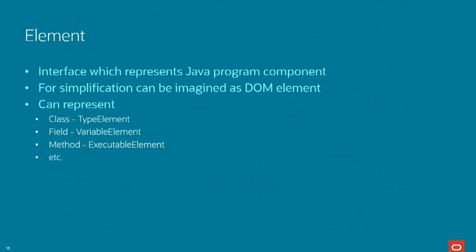Now, let's take a look at the element, because when I first saw annotation processing and I saw element, I was confused. I wasn't sure what element is. I'm currently processing a type or class, right? So what the hell is element? Element is basically the representation of a Java program component, meaning that if we are processing a certain type, such as, I don't know, Car, this element represents this class, but it also represents its fields, because the element is like the topmost interface of the whole structure. For simplification, you can imagine it as a DOM element, if it helps you anyway. And it can also represent methods, constructors, basically any part of the class.